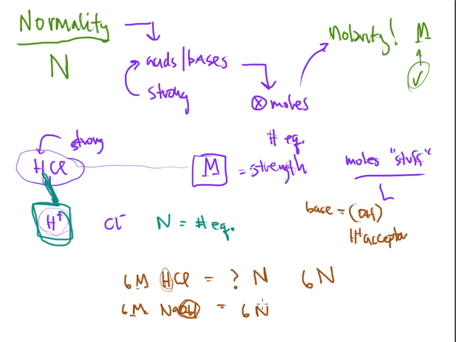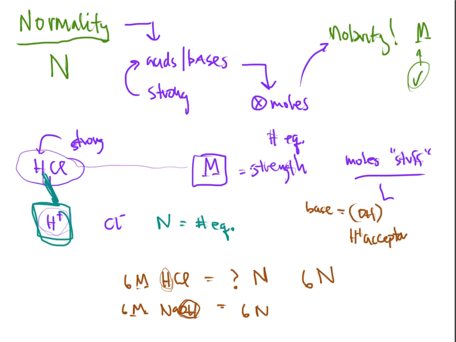0.2 molar hydrochloric is 0.2 normal hydrochloric. 0.001 molar sodium hydroxide is a 0.001 normality sodium hydroxide. It's the same number, people. There's no difference between the two. Okay?